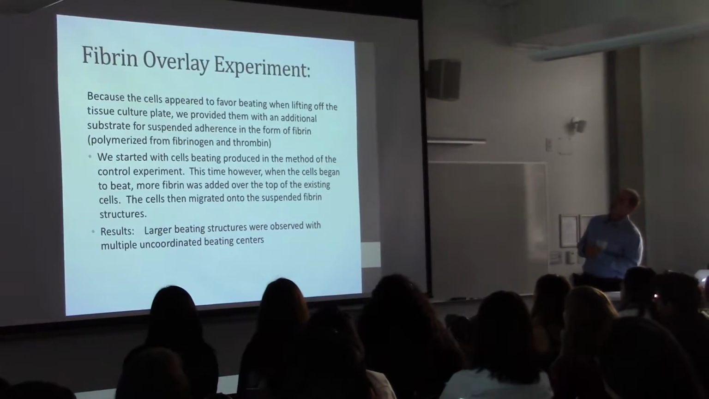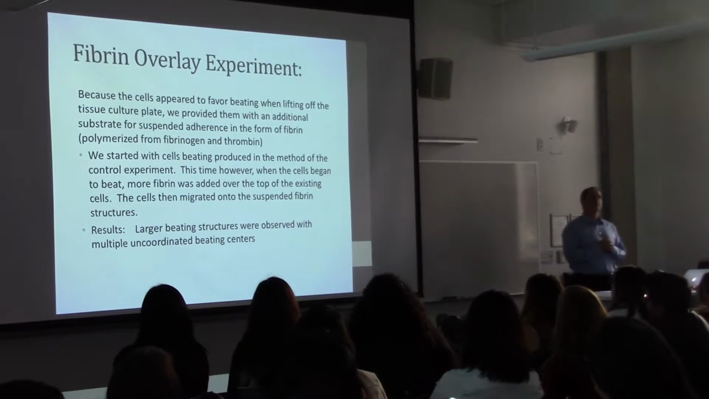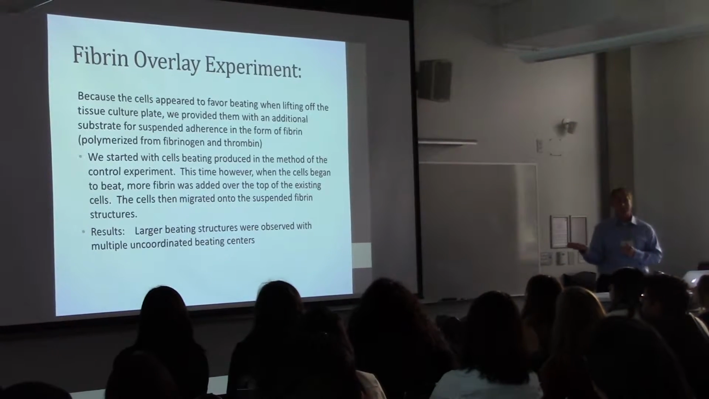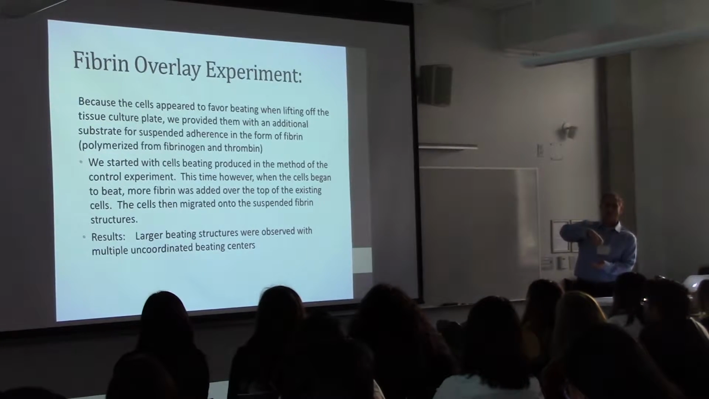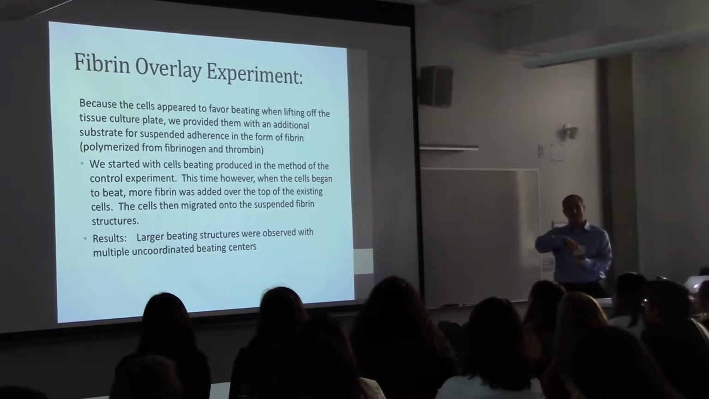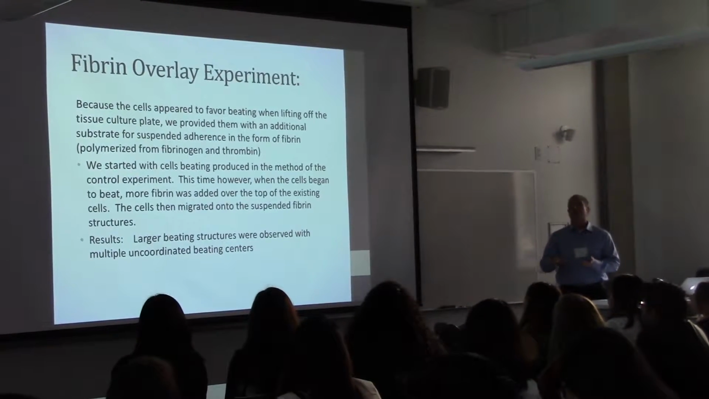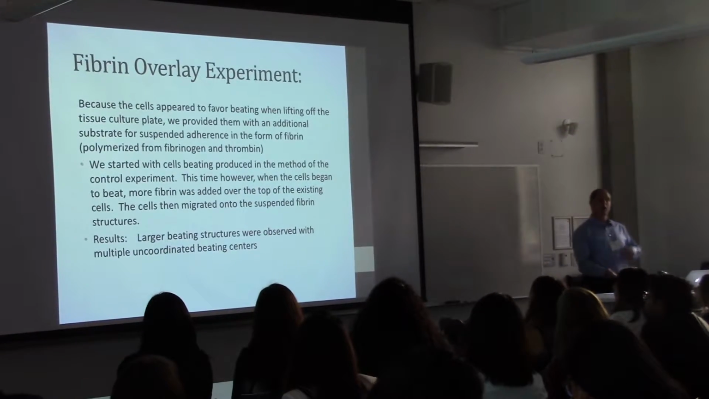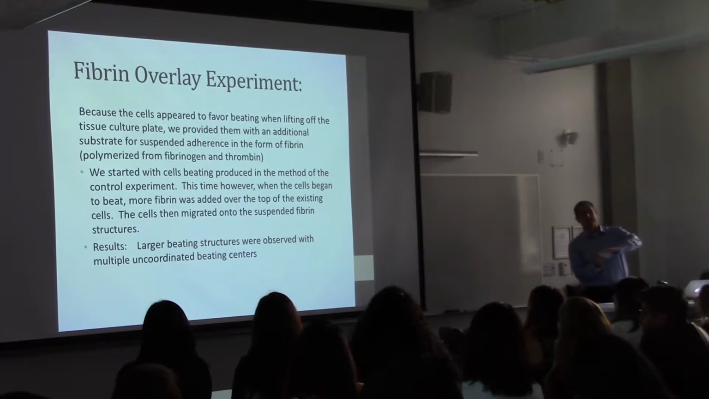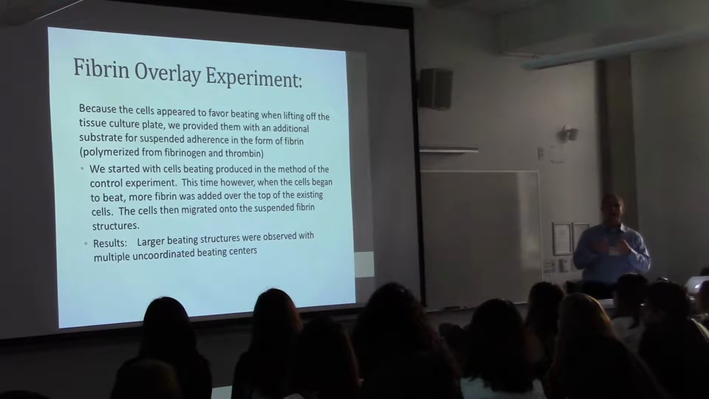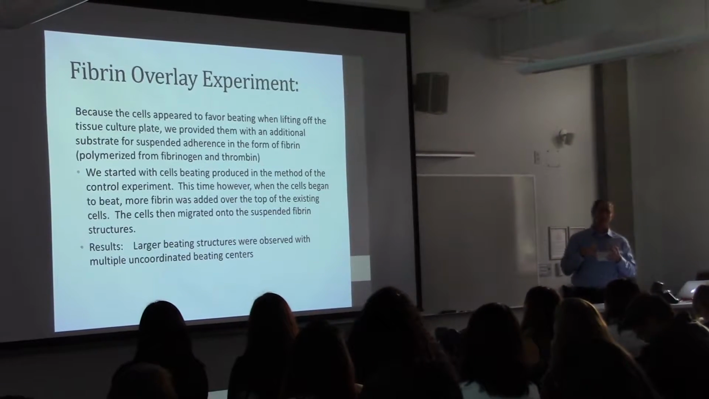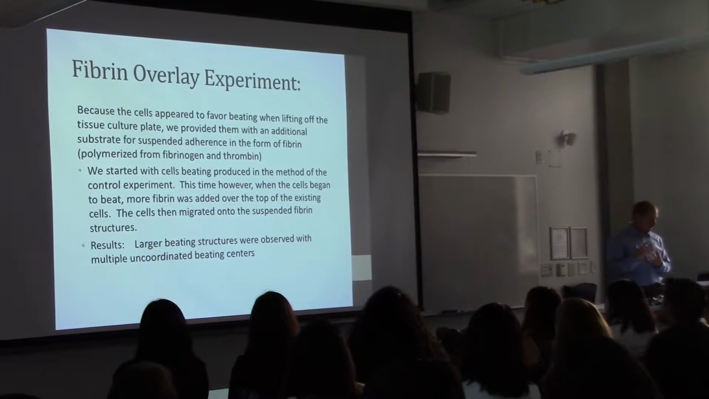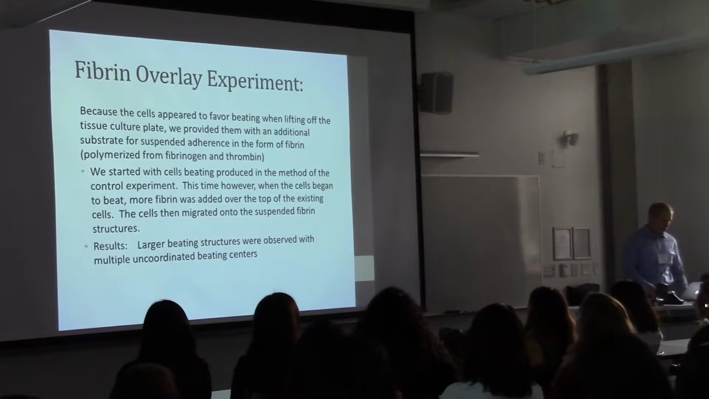So fibrin overlay experiment. This is where things start to get interesting for us, because now what we did was we took cells that beat, okay, and we actually added fibrin, which is just fibrinogen and thrombin, over the top of it, and we wanted to see what would happen. And what we actually got, on the layer that was on top, was beating cardiac tissue in rather large structures that had multiple uncoordinated beating centers.